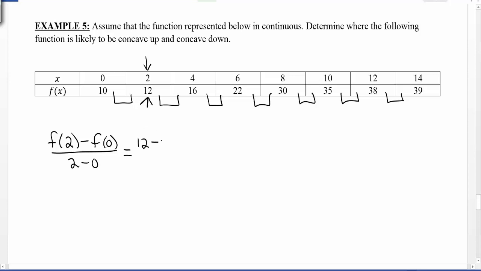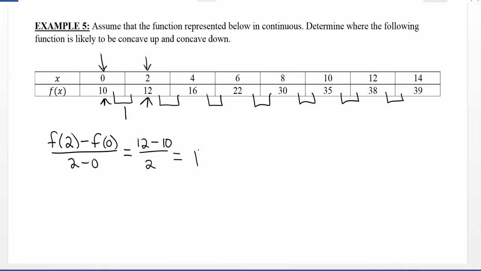So we have 12 minus f of 0, which means we have an independent value of 0, and we want to find the dependent value, which is 10, divided by 2. 12 minus 10 is going to be 2. 2 divided by 2 is 1. So we get an average rate of change of 1 between x equals 0 and x equals 2.